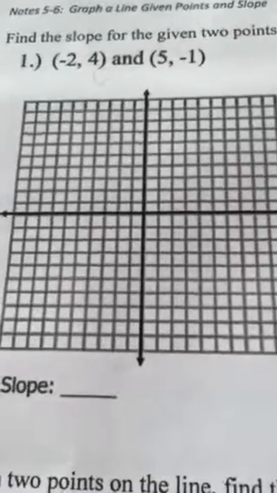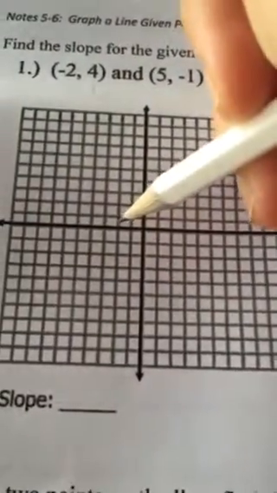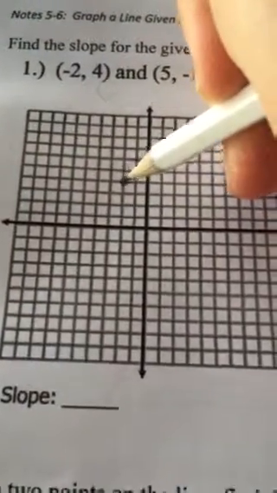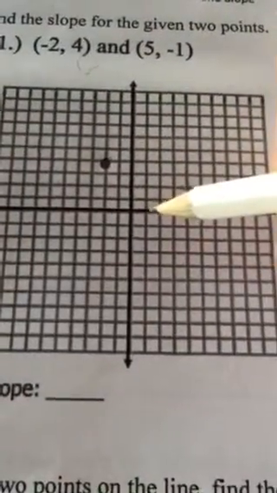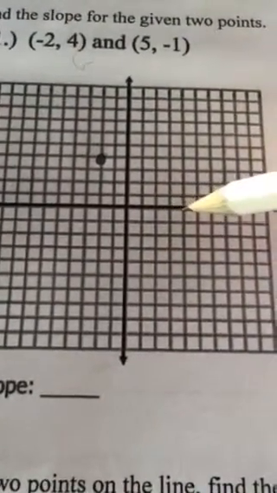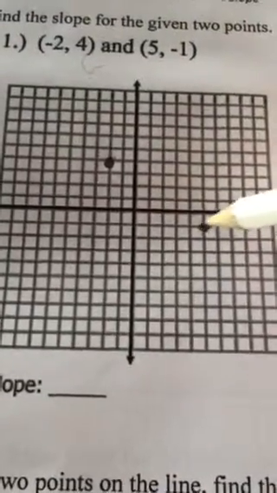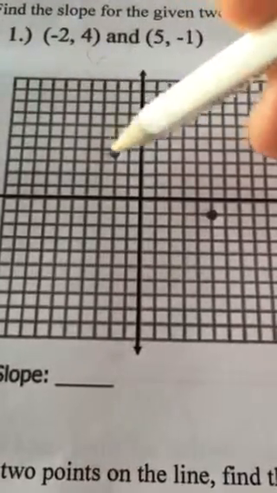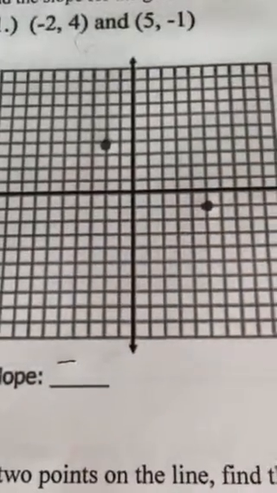All you do is plot your points, so I would do -2, 4, which is going to be right there, and then I've got 5, -1, so 1, 2, 3, 4, 5, -1 is going to be right there. Before I even start to do anything else, I can see that this line is going down, like a descending line, so that tells me that the slope is going to be negative. So I'm going to go ahead and put my negative sign right there, just so I don't forget to write it later on.